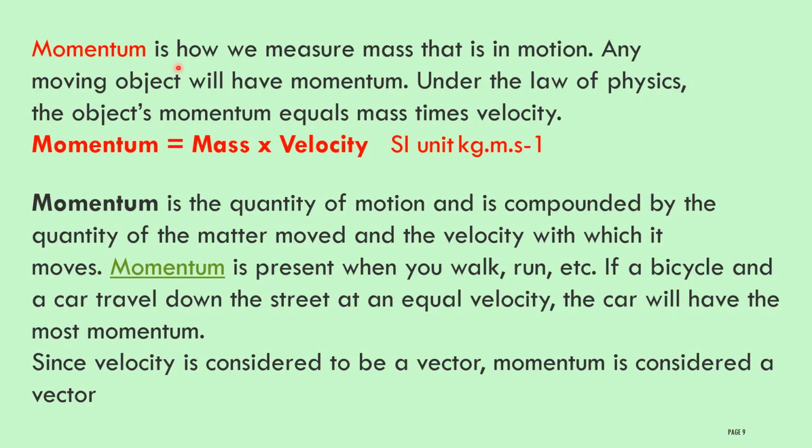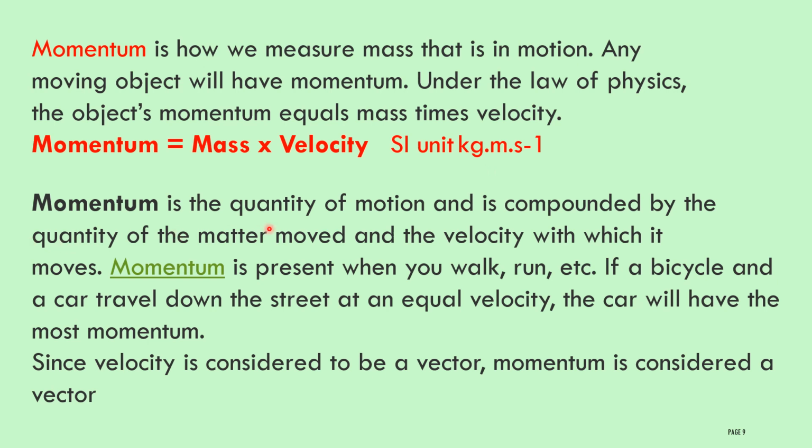Momentum is how we measure mass that is in motion. Momentum is nothing but the measure of mass when it is in motion. Any moving object will have momentum. Almost all objects, when they are in motion, possess momentum. Under the law of physics, the momentum of an object equals mass times velocity. According to physics, momentum is nothing but mass into velocity. The SI unit is kg into meter per second.